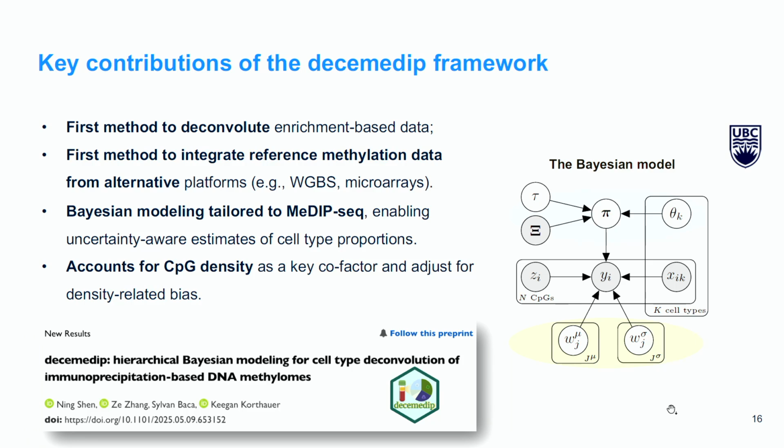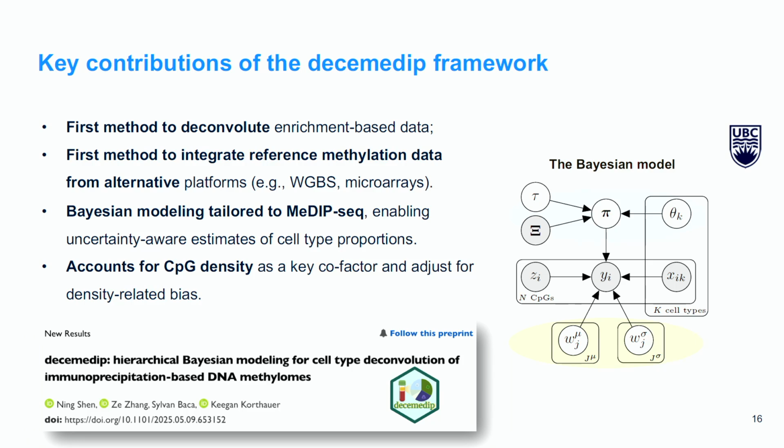So these are the results that I was showing you, which were partial. More are in the paper, but the key contribution of this framework is that it's the first method to deconvolute enrichment-based data, not only methylomes but also others. It's also the first method to integrate reference methylation data from alternative platforms such as WGBS or microarrays. And we use Bayesian modeling, so it provides posterior credible intervals we can use as uncertainty measurements.